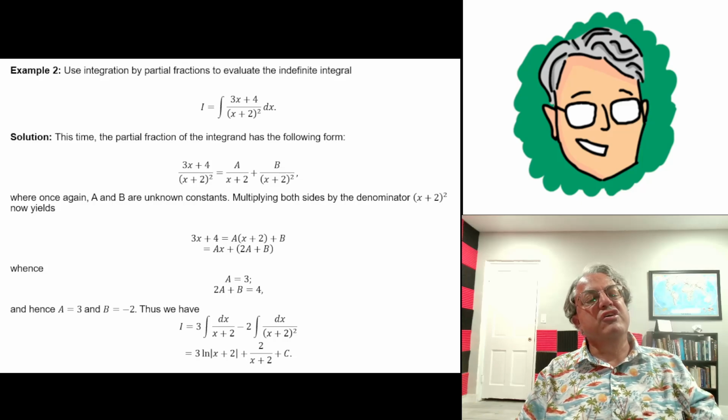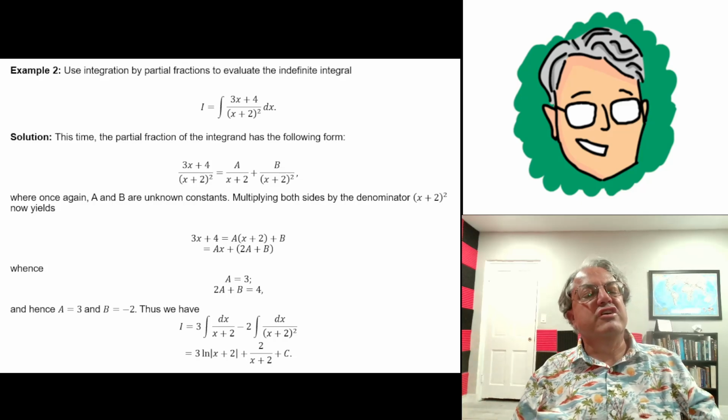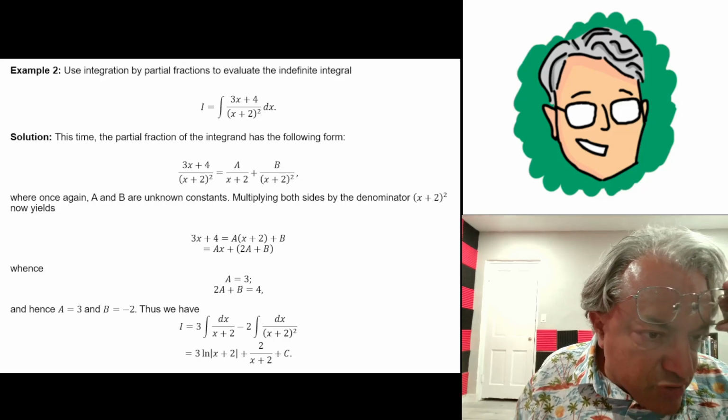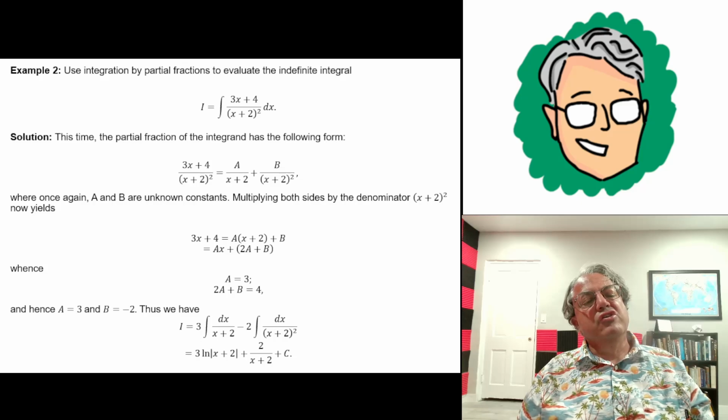So when we do that, we get 3x plus 4 on the left, and that's equal to capital A times x plus 2 plus capital B. And again, we collect like terms, and we get capital A times x plus 2 times capital A plus capital B. So the constant term is 2a plus b, and that has to equal 4. Yeah, 2a plus b is 4. That's the second equation. And the linear term gives us, we just have a for the coefficient for the linear term on the right, and then on the left it's equal to 3.